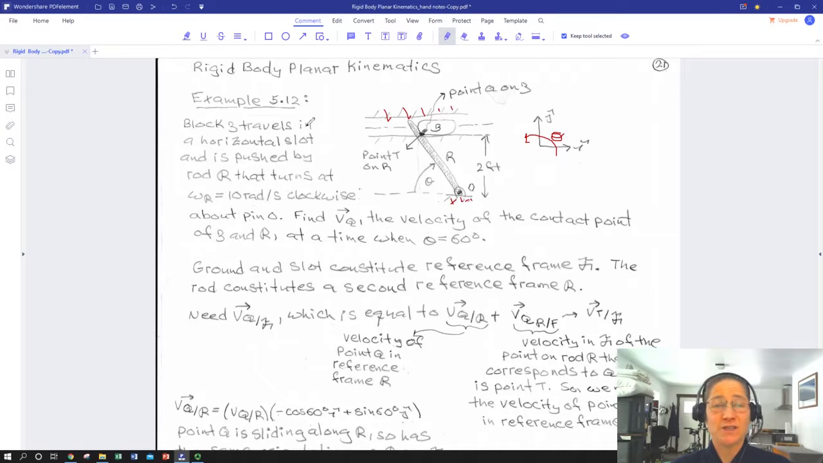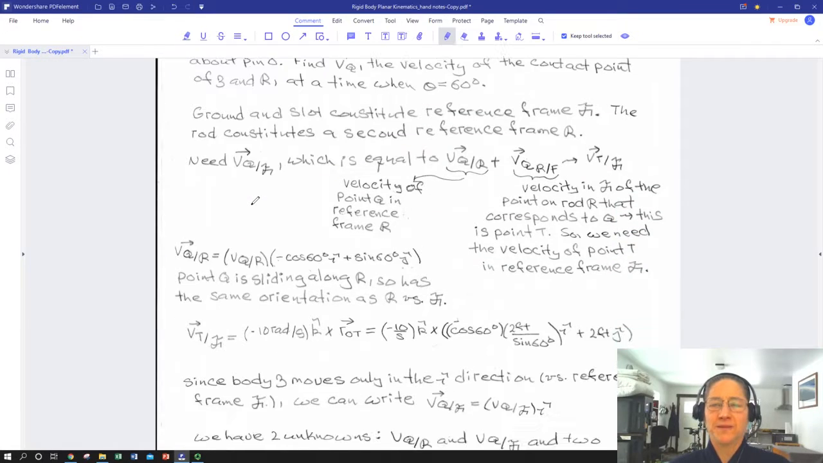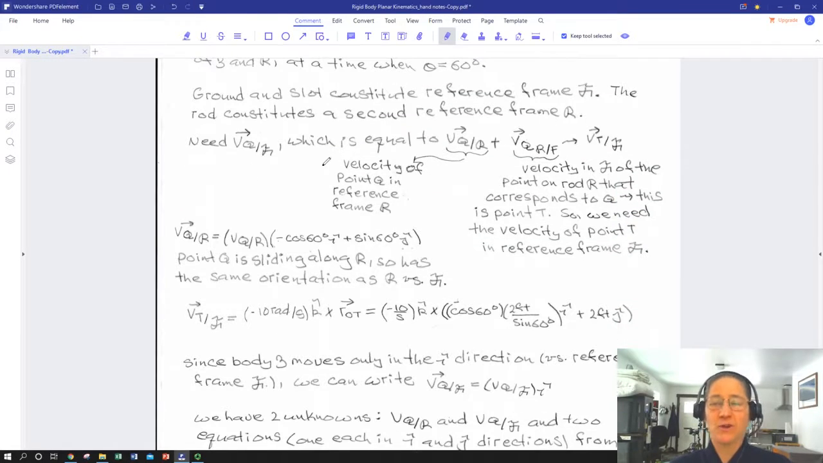our derivation example. Okay, so what somebody wants to know is what is the velocity of point Q, right here on our moving block B, with respect to the reference frame F of the slot when theta is 60. Okay, so I'm going to step through this and I'll just slide back and forth and refer to the figure as I need to.